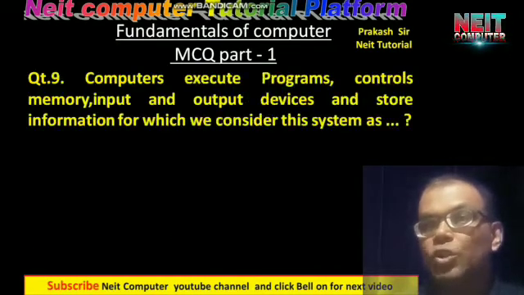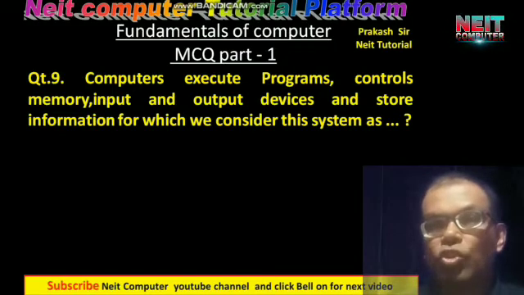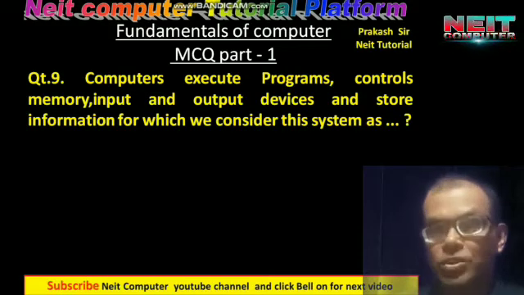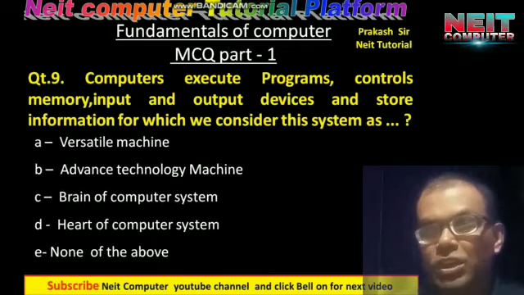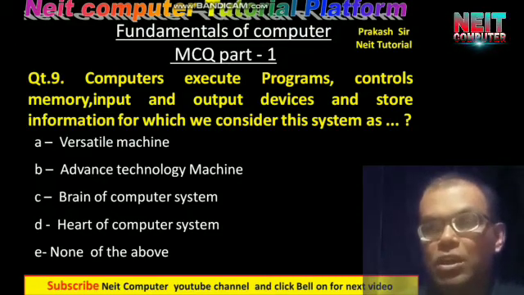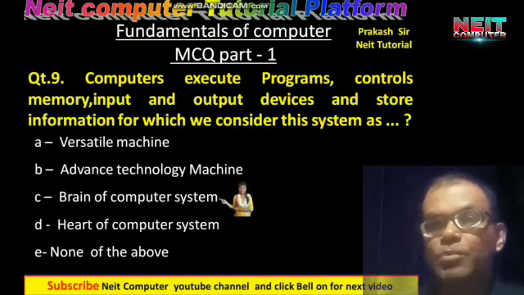The next question is computers execute programs, control memory, input and output devices and store information, for which we consider this system as. So the options are versatile machine, advanced technology machine, brain of the computer system, heart of a computer system, none of the above. So the correct answer is brain of the computer system.